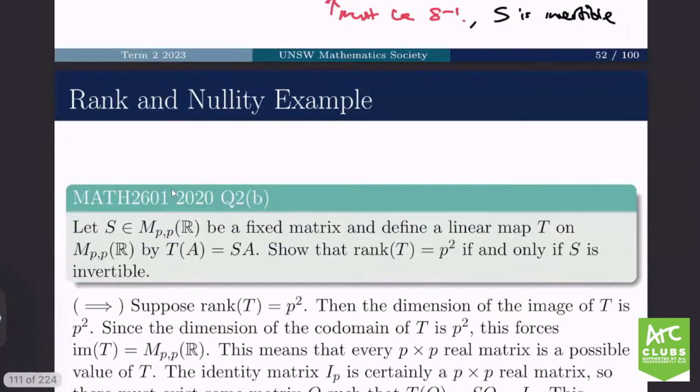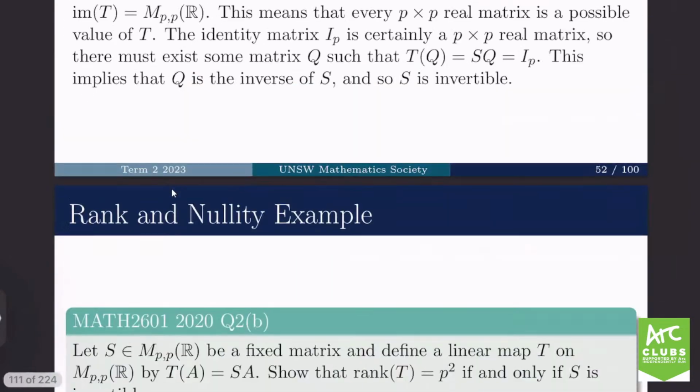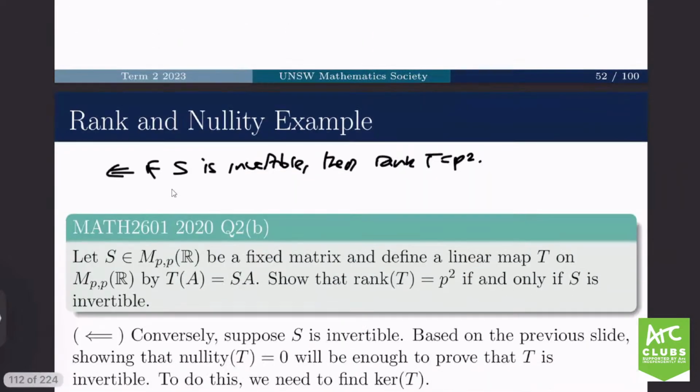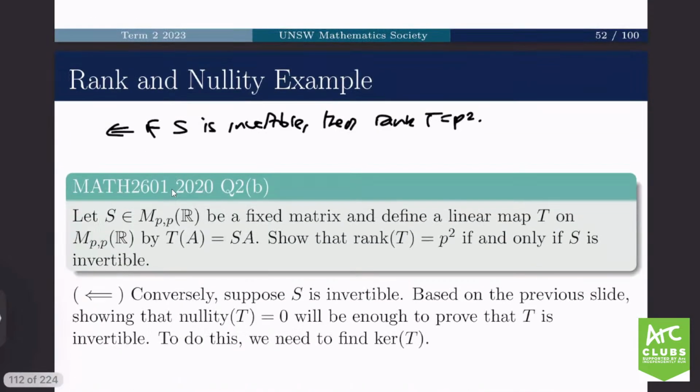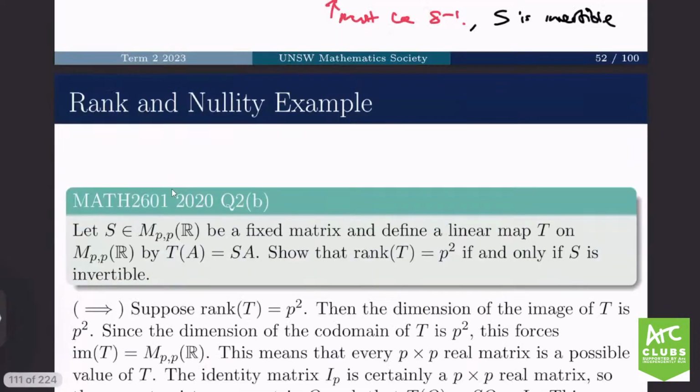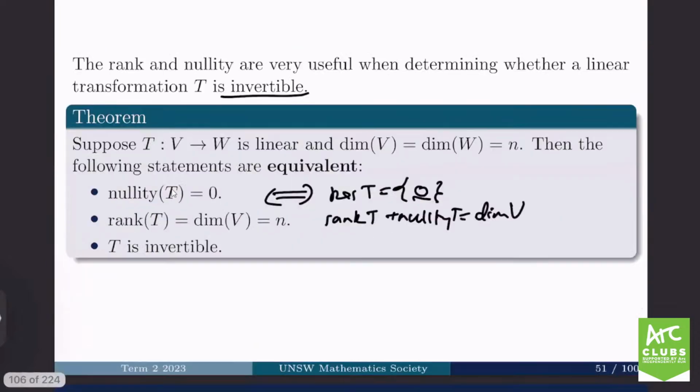Okay, now we need to look at the other direction. So the other direction here is if S is invertible, then rank of T equals P squared. So let's suppose that S is invertible. Then nullity of T must equal 0, and that's from our previous theorem. Our previous theorem said that if some linear map is invertible, then its nullity is 0.